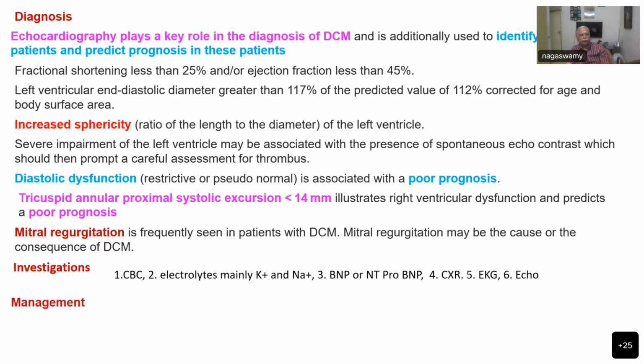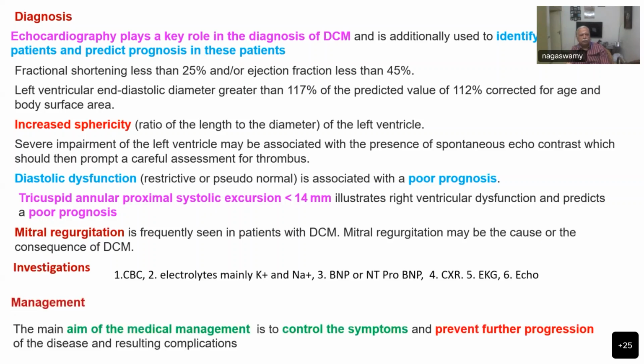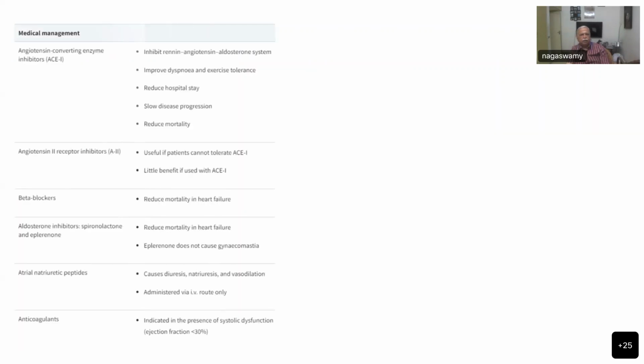Management: the main aim of medical management is to control the symptoms and prevent further progression, resulting in complications. The commonly used medical management is ACE inhibitors, which inhibit the renin-angiotensin-aldosterone system, improve dyspnea and exercise tolerance, reduce hospital stay, slow disease progression, and reduce mortality. So these are all the advantages of putting the patient on an ACE inhibitor.